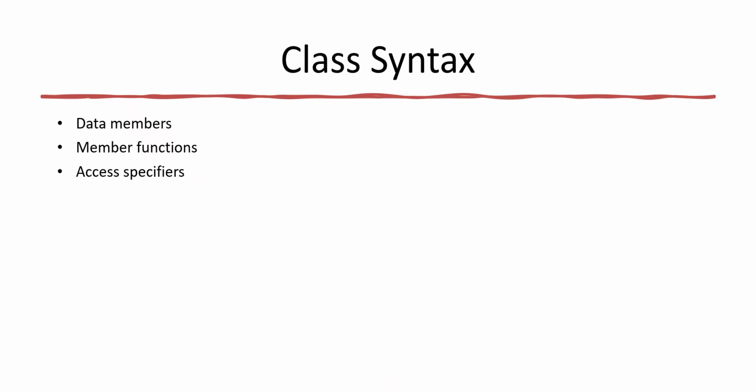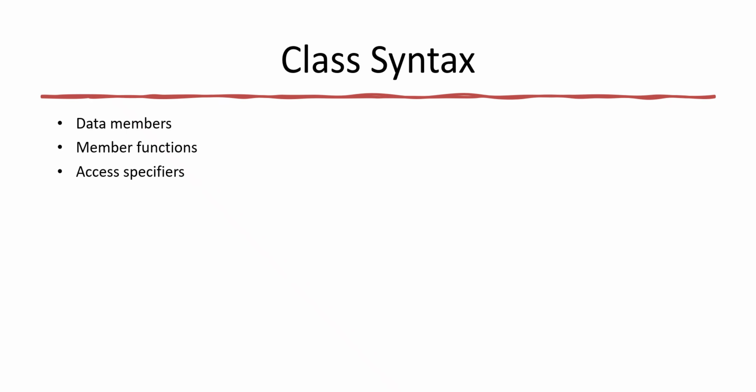Now, let us look at the general syntax of a class in C++. A class contains three important components: data members, member functions, and access specifiers. Data members represent the variables inside the class. Member functions represent the behavior or operations. Access specifiers decide which members are accessible outside the class.